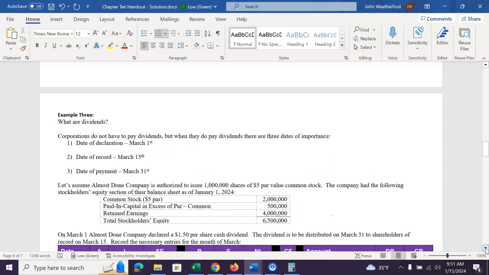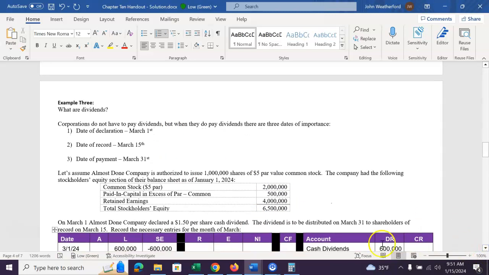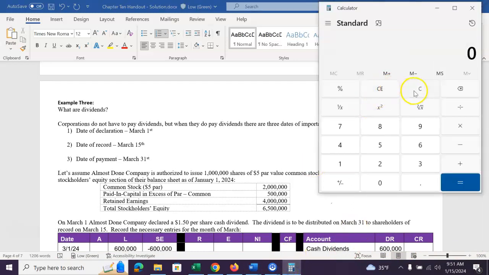They're going to want us to make journal entries here. Well, on March 1st, the date of declaration, we're going to debit the dividends account or cash dividends. And how did we get to the $600,000? Well, it's our 400,000 shares issued and outstanding times the $1.50 per share.